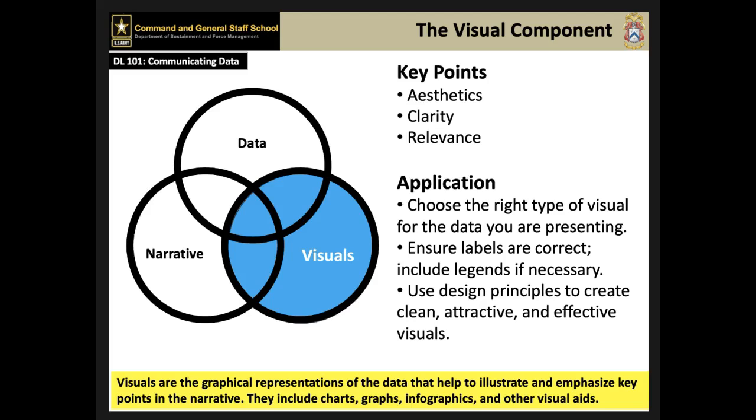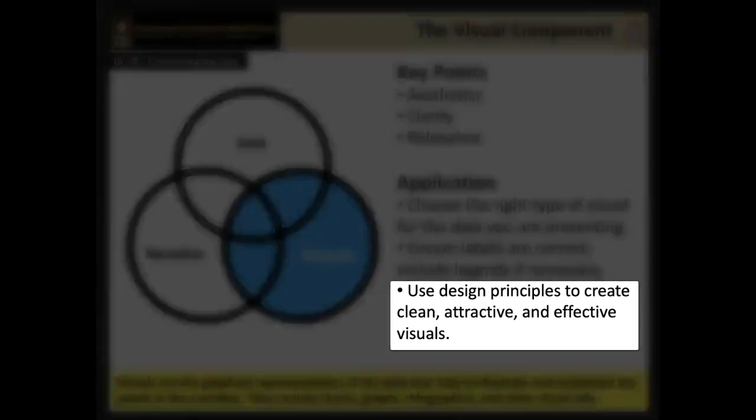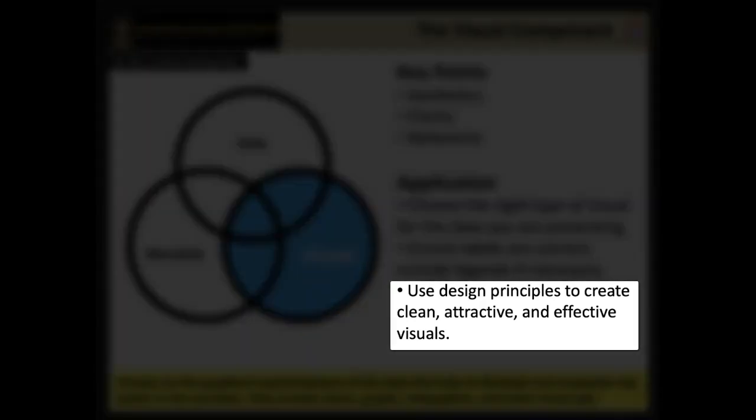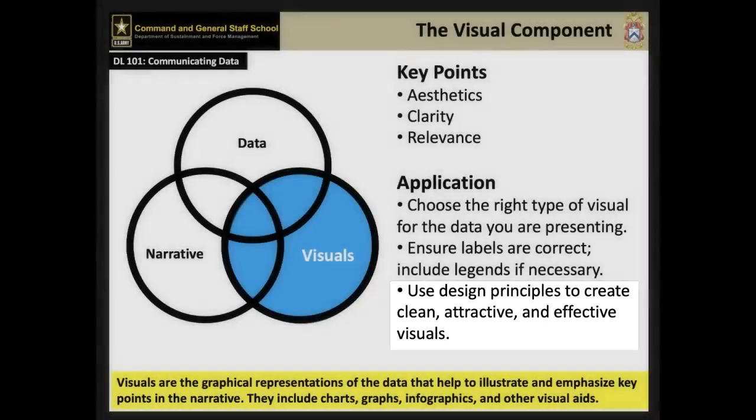Irrelevant visuals can confuse the audience. Likewise, poorly constructed or unappealing designs can be distracting and weaken your argument and decrease interest in what you are trying to say. Consistent colors, fonts, and styles help create a cohesive visual story.